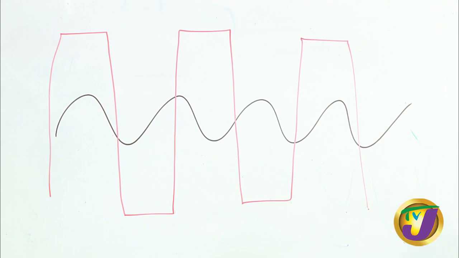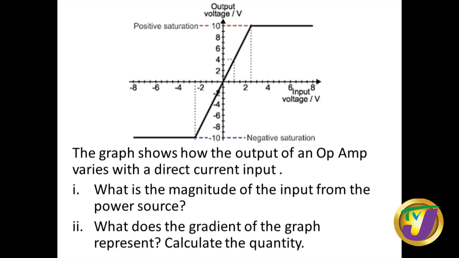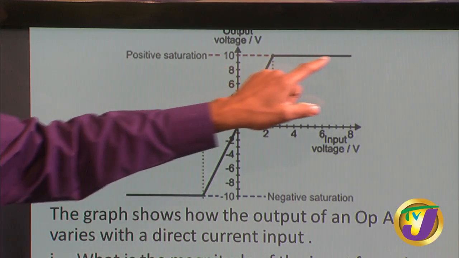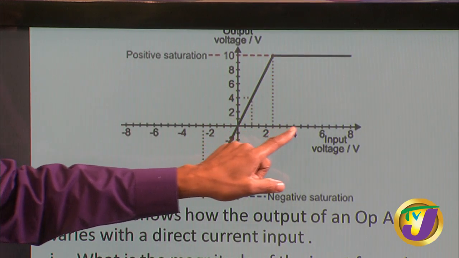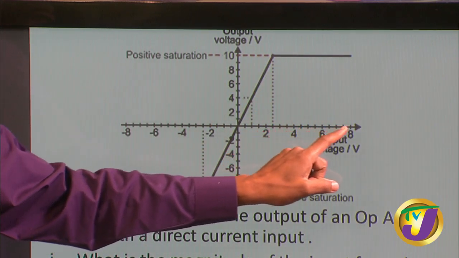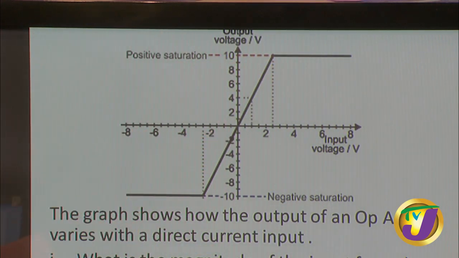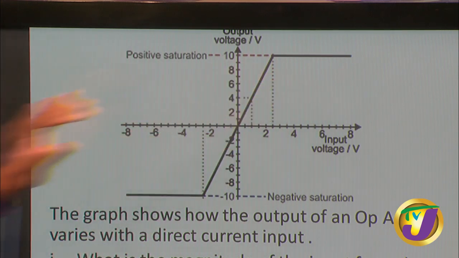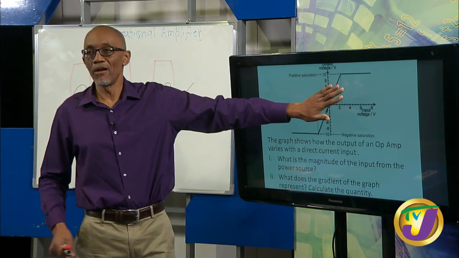Now what I want you to look at is a direct voltage input. We see that it goes up in the positive to a value, and then it doesn't go beyond that, irrespective of how high the input voltage goes. After it reaches a certain value, the input voltage increases, but the output voltage stays at 10. And then the same thing in the negative. So we can see a similarity between what is happening here and here: an alternating input, and a direct input.